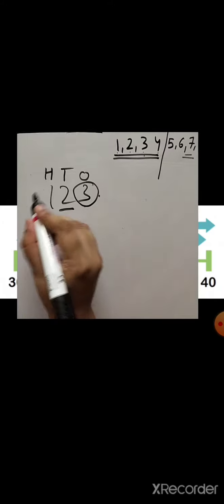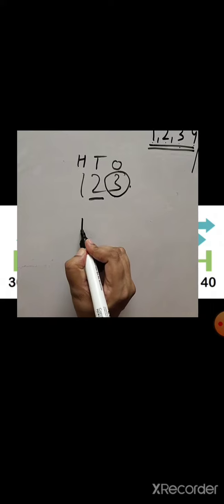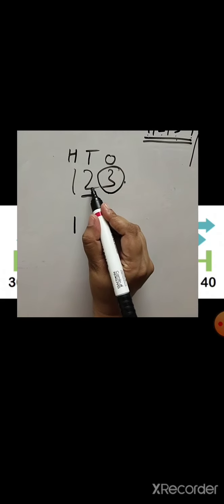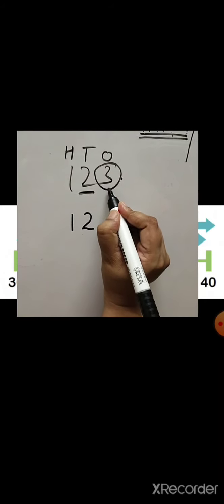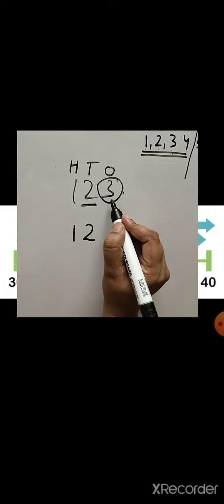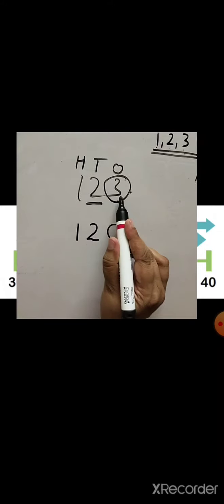है ना? Now here, how you will write the round off? Look carefully. Hundreds place 1 is there, it will not change. Tens place 2 is there, it will also not change. Why? Because यहाँ पे जो है 5 से छोटा नंबर है, that is why it will not change. And this place 3 will become 0. So 123 is rounded off to 120.